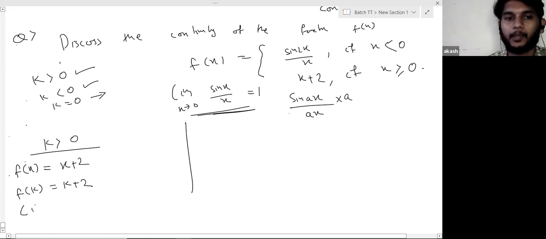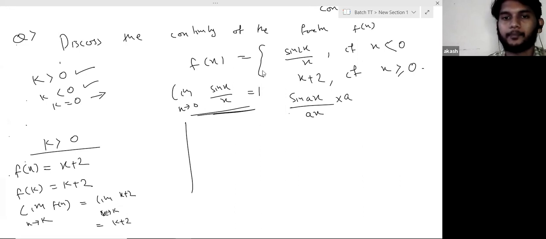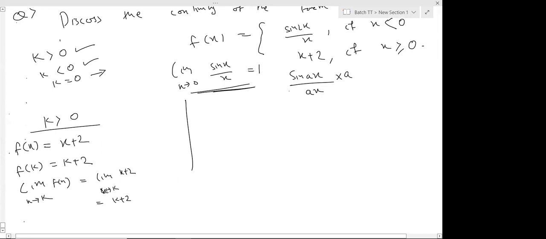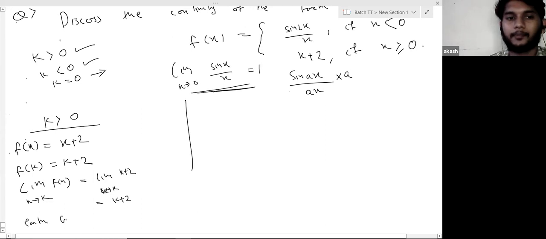Now limit of f of x as x tends to k. Again, f of x is x plus 2, so tending to k, this is also k plus 2. This thing is clear? Everyone? Yes, sir. So the function is continuous for k more than 0. Now for k less than 0, what is f of x?